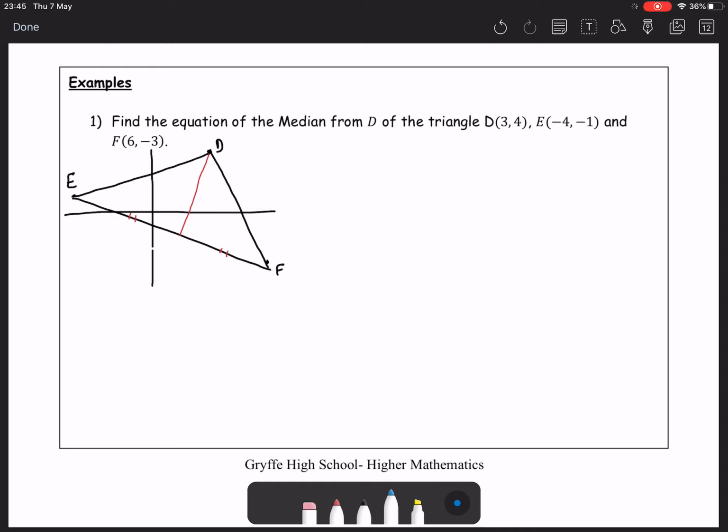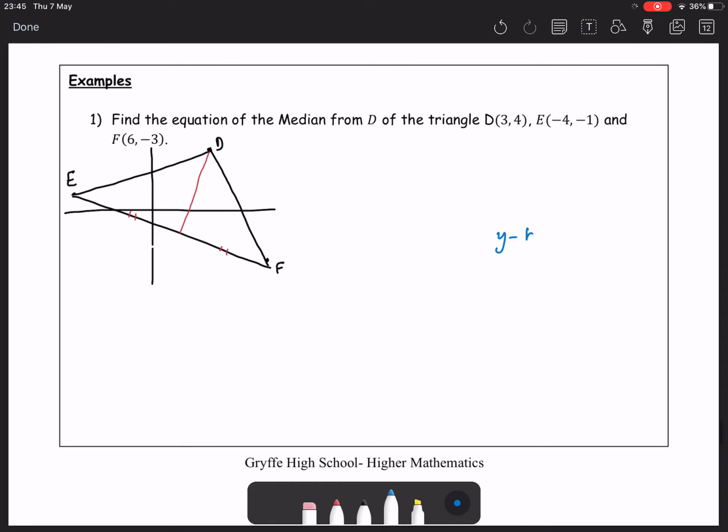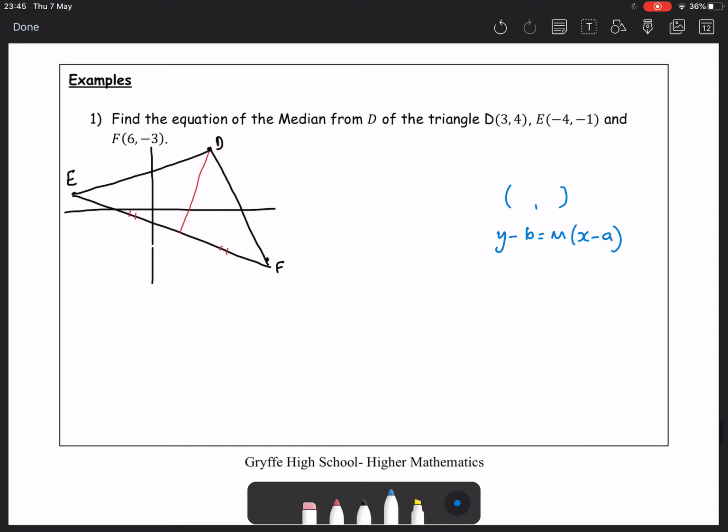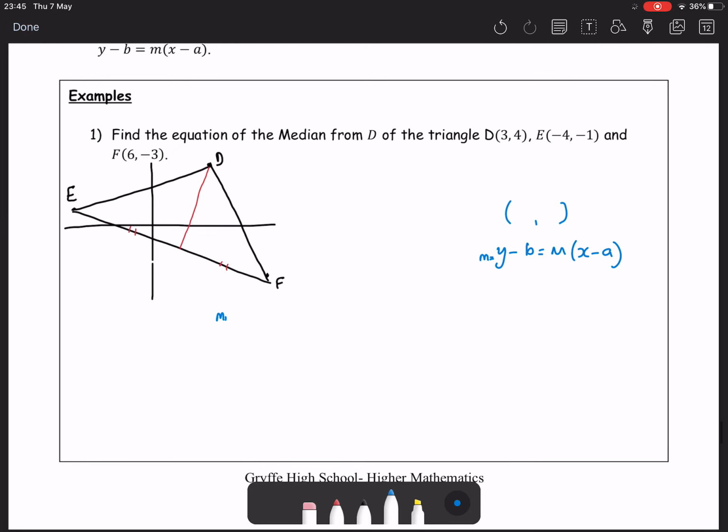So once again, we are looking for an equation of the line, and to work out an equation of the line, we want to use y minus b equals m times x minus a, where we need a point that the line goes through and a gradient. So, point and gradient to use our equation. Point, we have the point D, however we need to work out our midpoint of EF. If we think back to what our midpoint formula is, it is the average of each of our points, so add up the x's and divide by 2, and add up the y's and divide by 2.